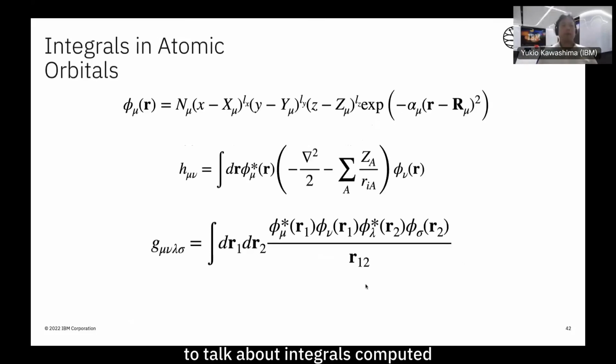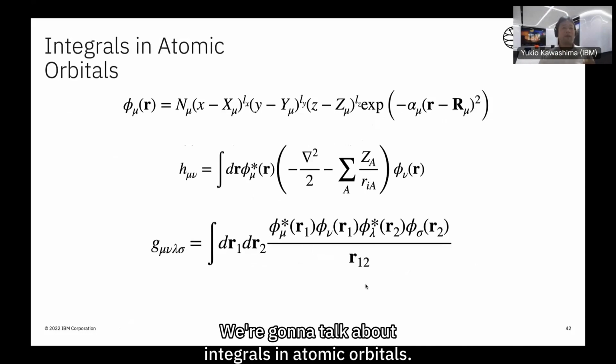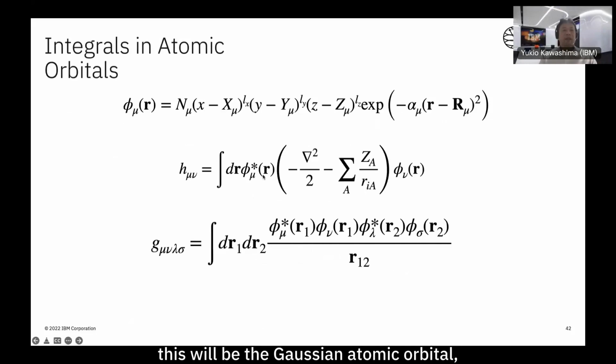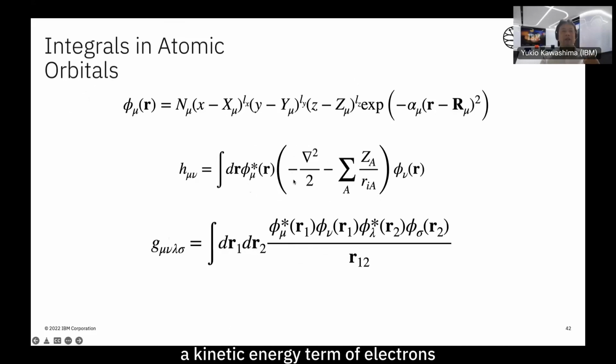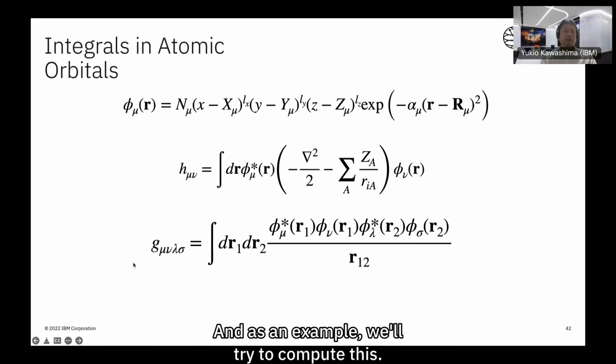So now I'd like to move on to talk about integrals computed in quantum chemistry. We're going to talk about integrals in atomic orbitals. So again, this will be the Gaussian atomic orbital, Gaussian basis set. And we're going to use this to compute the 1 electron integrals and 2 electron integrals. So the 1 electron integrals has a kinetic energy term of the electrons and electron nucleus attraction term. And the two electron integrals have the electron repulsion term. And as an example, we'll try to compute this.